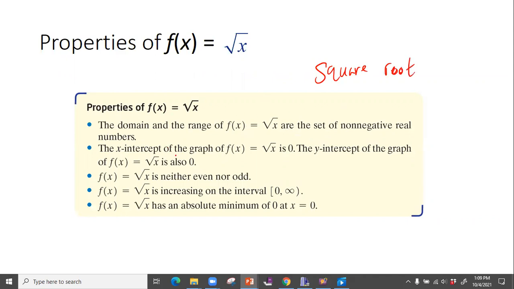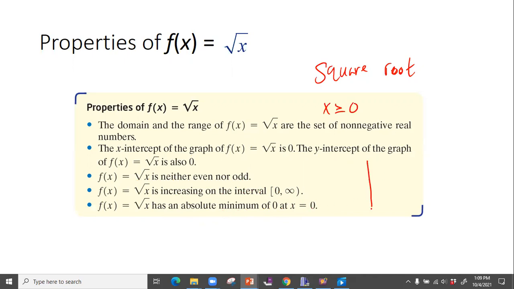Okay, so the square root function, the domain of the square root function has a restriction. It's all non-negatives. So that means x has to be greater than or equal to 0. The x-intercept is at 0, which means that the y-intercept is also at 0. F of x is neither even nor odd, and is increasing on an interval from 0 to infinity, and has an absolute minimum of 0.